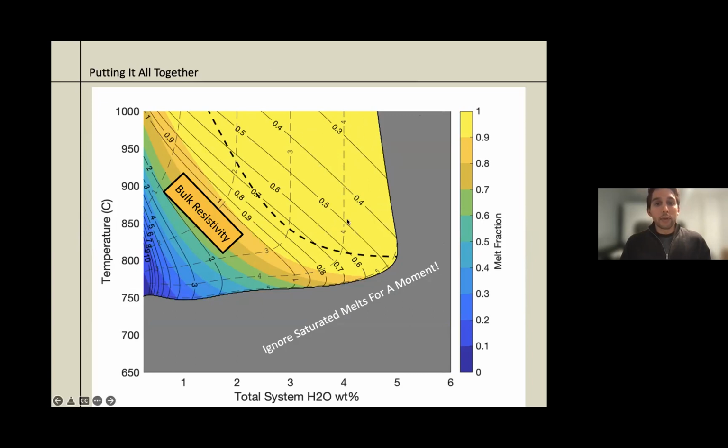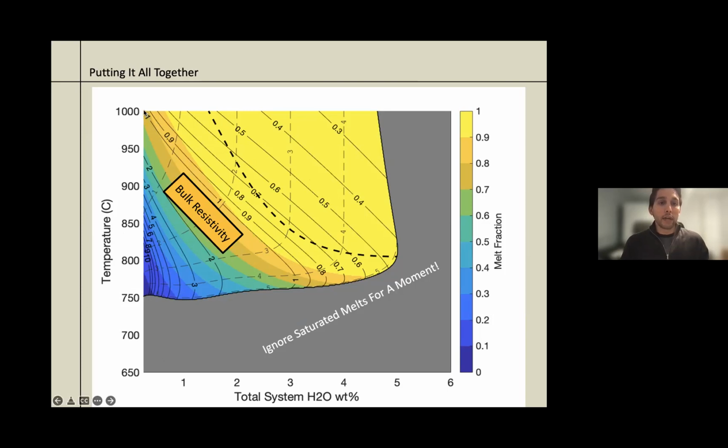And so this is kind of putting it all together here, where you've now got bulk resistivity as a function of temperature, dissolved water content, and melt fraction. And these bulk resistivity contours are consistent with the thermodynamic models. And so you're not getting these unfeasible or unphysical interpretations based on a bulk resistivity.